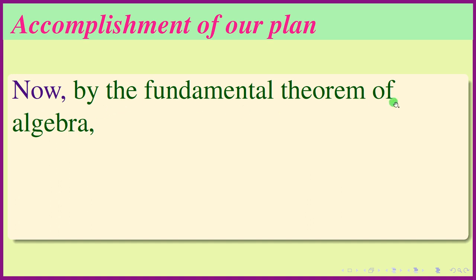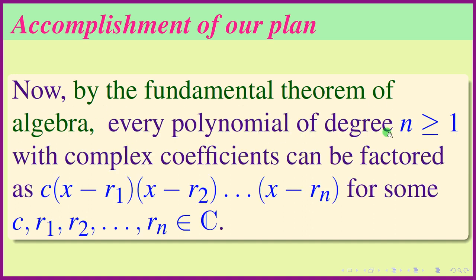Now, by the fundamental theorem of algebra, every polynomial of degree greater than or equal to 1 with complex coefficients can be factored as c times (x minus r1) times (x minus r2) and so on up to (x minus rn) for some complex numbers c, r1, r2, ..., rn.